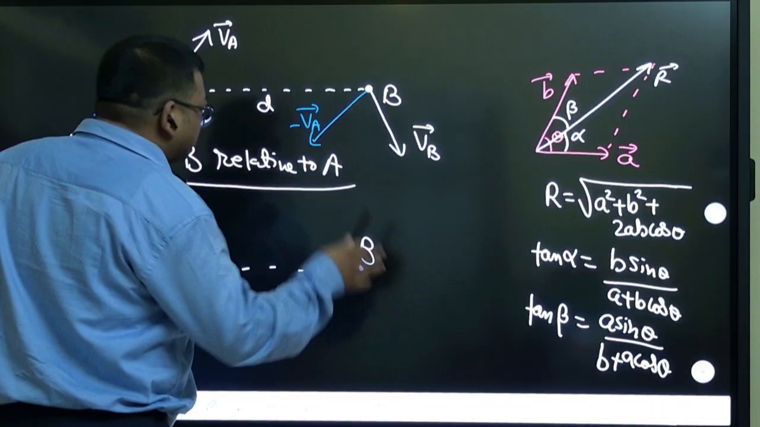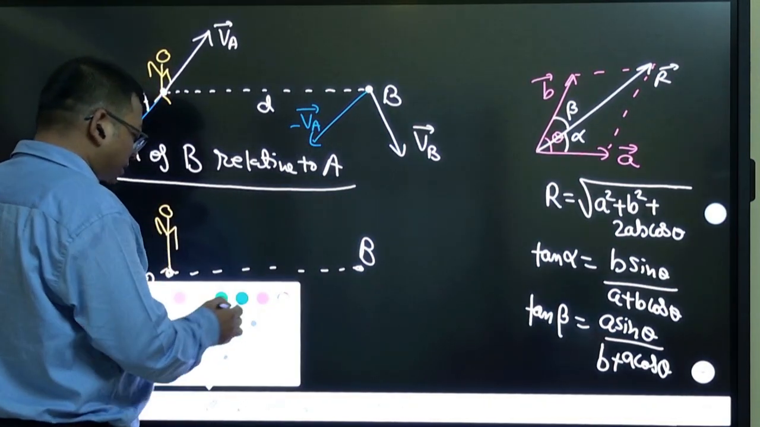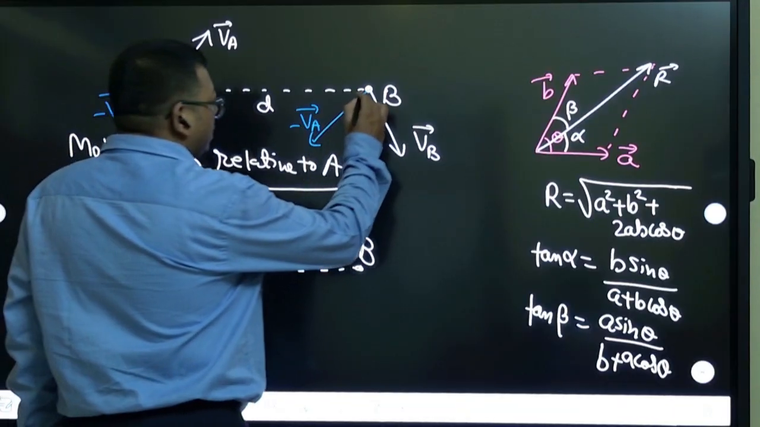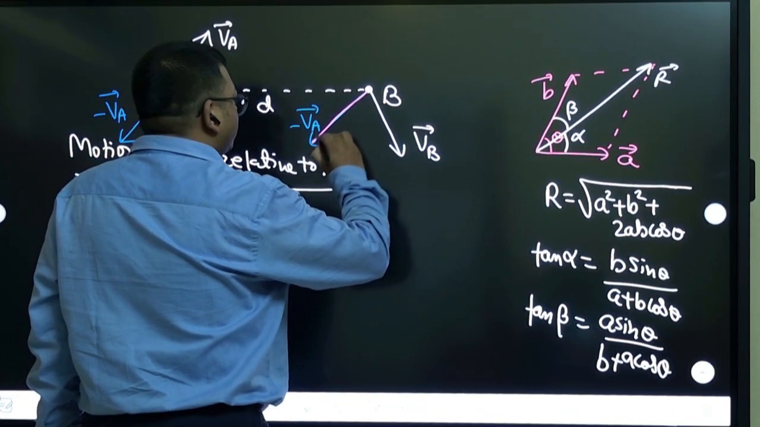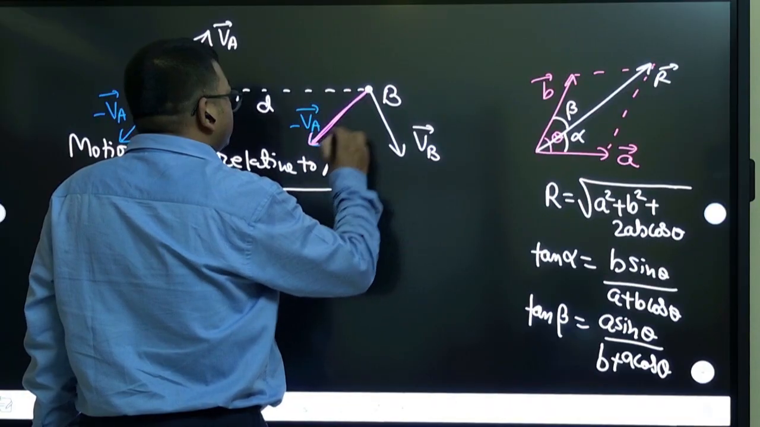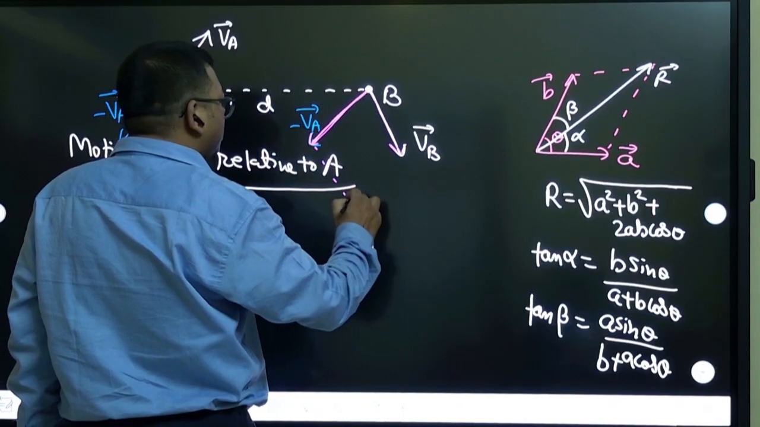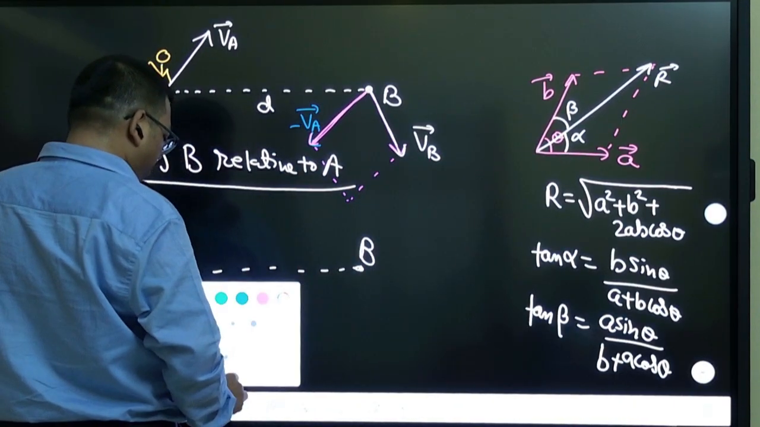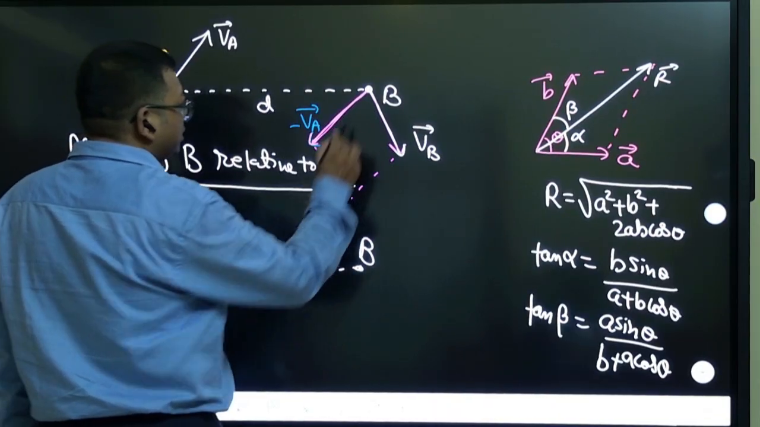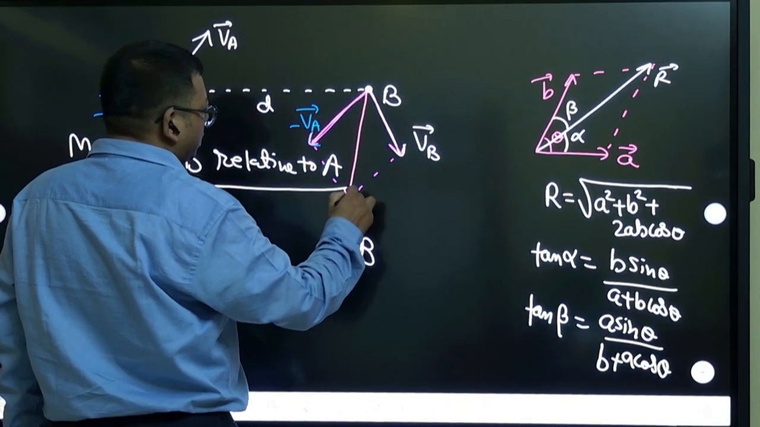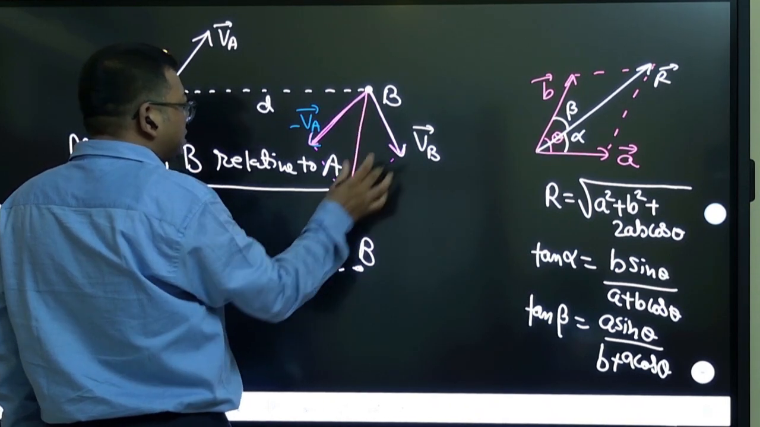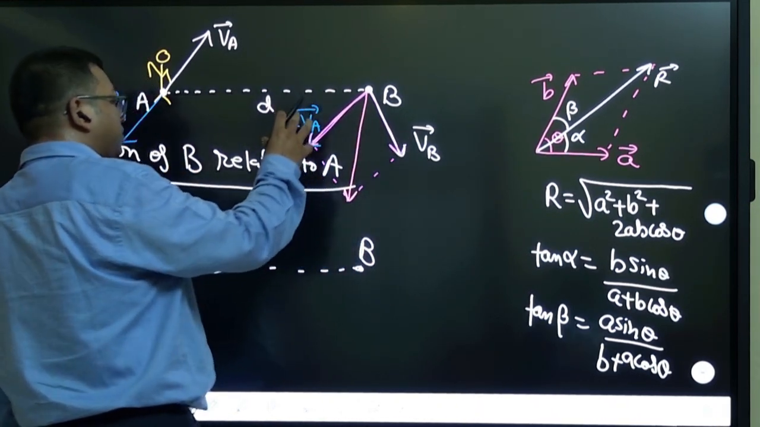Clear. So now you apply the same thing here. This is one vector, and this is another vector. Two vectors you are adding, so you make a parallelogram. The parallelogram will go somewhere here, right? Correct. So what is this? This is the resultant of Vb and minus Va.